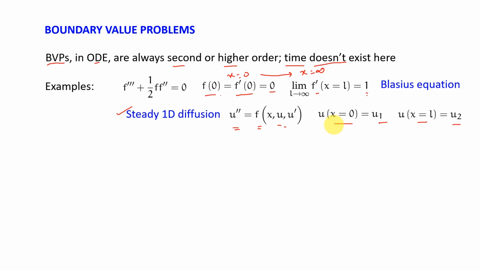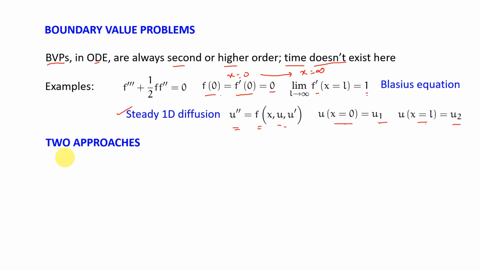At both the boundaries, x equal to 0 and x equal to L, we know the value of u as u1 and u2. So this is a typical example of a boundary value problem. So how do you solve such problems? We already know how to solve initial value problems, but how do we solve boundary value problems?